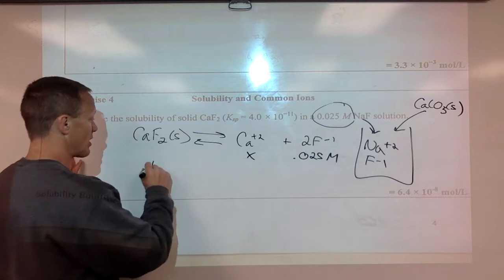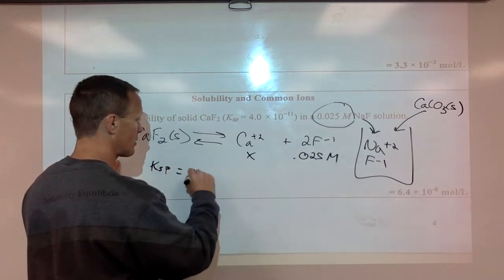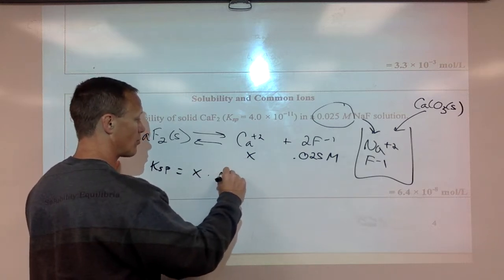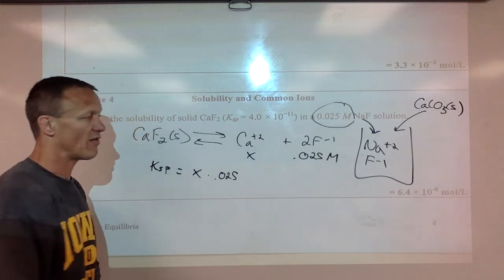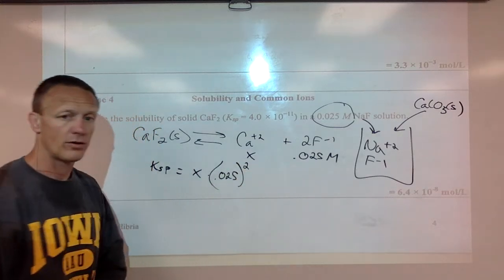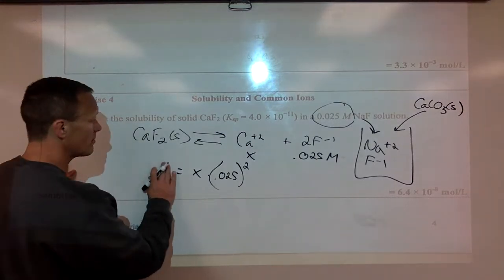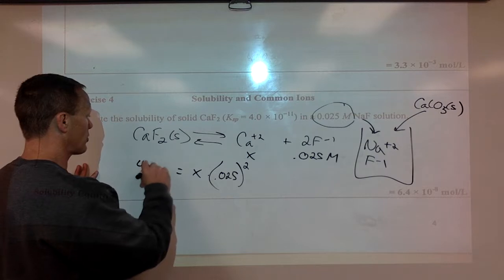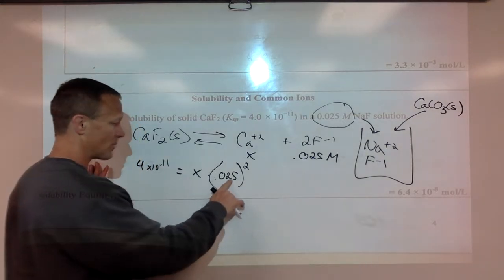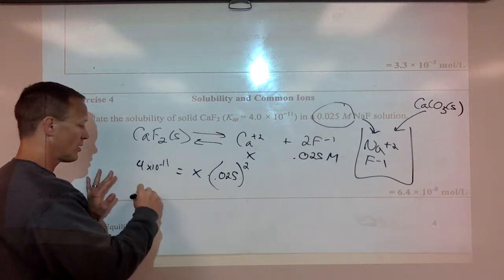So we'll say our KSP equals X times 0.025 molar, but the 0.025 needs to be squared, and put in our KSP, which is 4 times 10 to the negative 11th. So we're going to square the 0.025 and divide it over to this side, and our X.